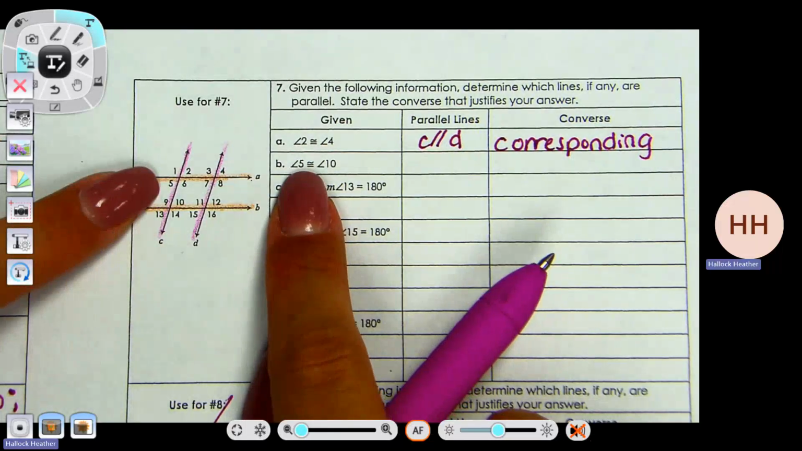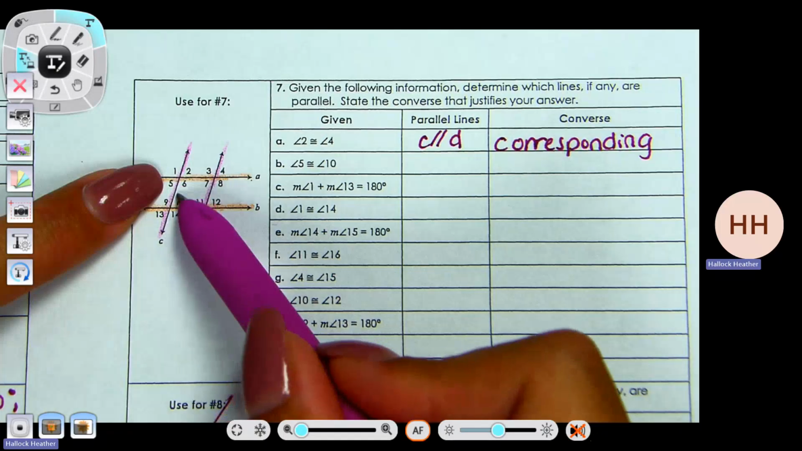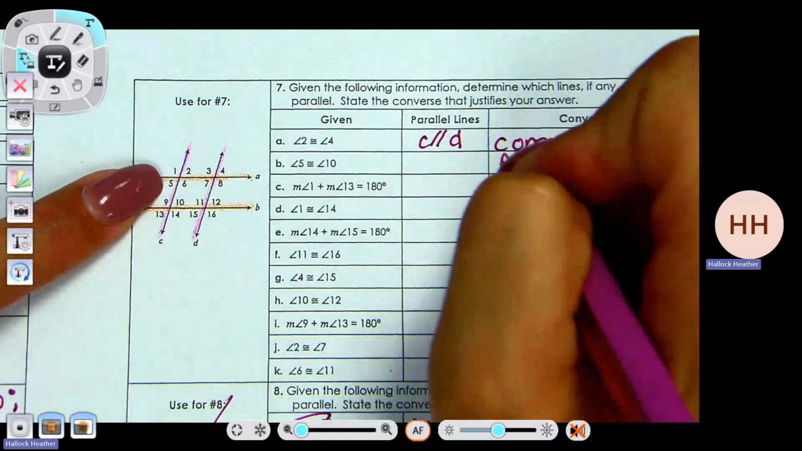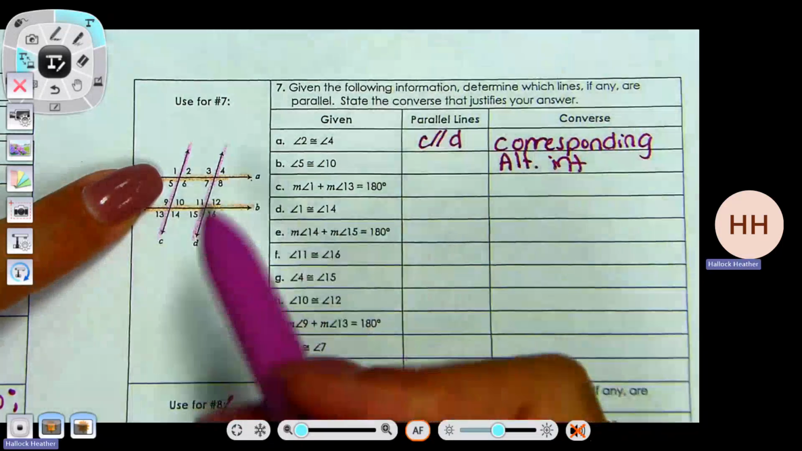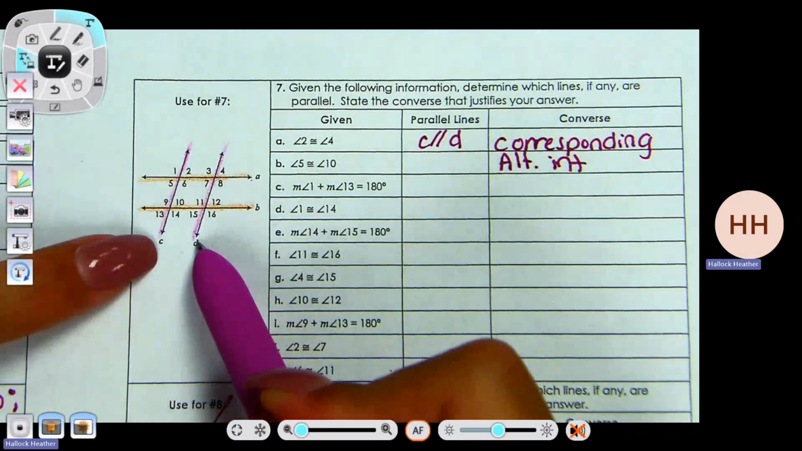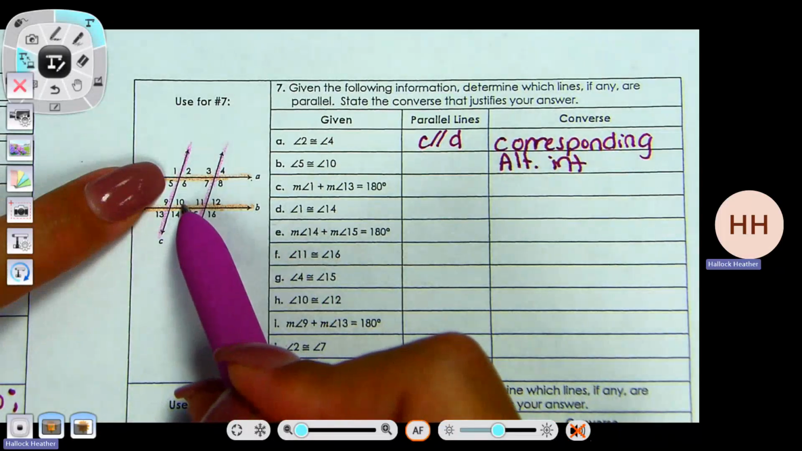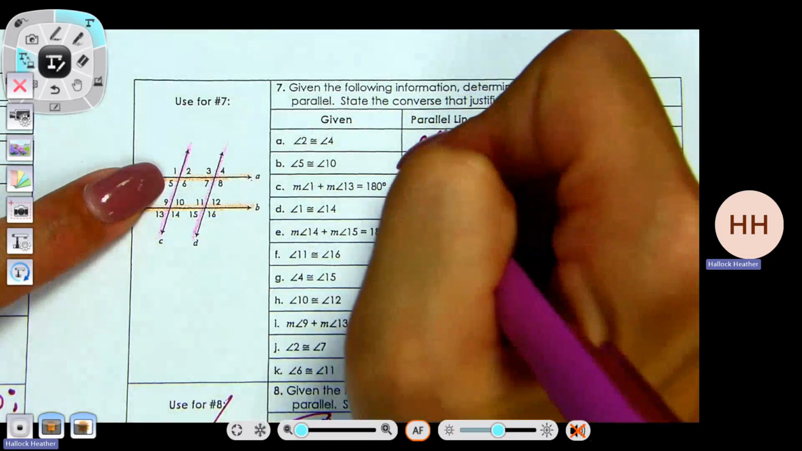5 and 10 are not consecutive interior. They're alternate. They jump across the transversal. So they are alternate interior angles. Do you need to know that C and D are parallel or A and B? For 5 and 10, A and B, because D is not being used literally at all. This is on your test.